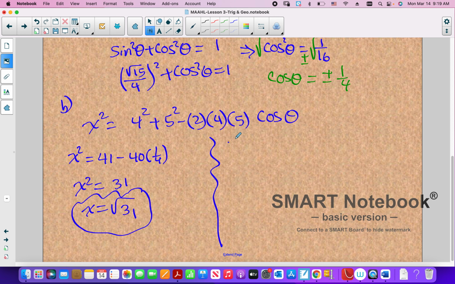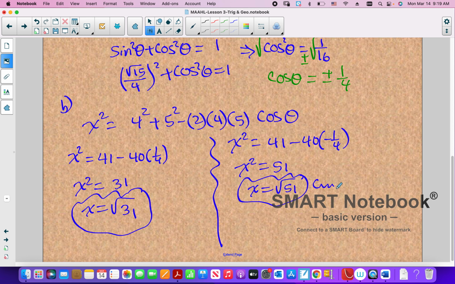The other is x squared is equal to 41 minus 40 times minus 1/4, and minus times minus is a plus. That'll be x squared is equal to 51, or x is equal to square root of 51. Of course, centimeter is the unit. Okay, next question.